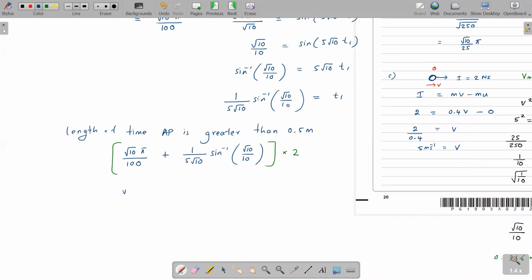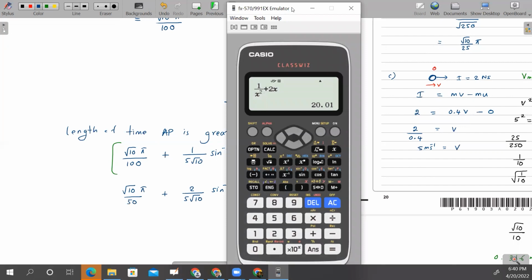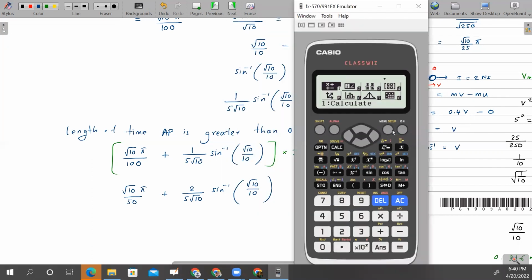So I get here root 10 pi over 50 plus 2 over 5 root 10 sine inverse root 10 over 10. The calculator must be in radian mode. With your calculator in radian mode, type this and get the answer. So your angle unit must be in radians.